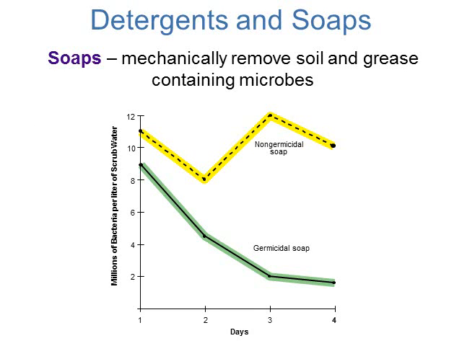Detergents and soaps. Soaps are used to mechanically remove soil and grease that contain microorganisms. Some soaps are non-germicidal, so non-germicidal soaps are just used to reduce the number of microbes on the surface. Germicidal soaps that have other chemicals in them actually reduce the number of microorganisms.